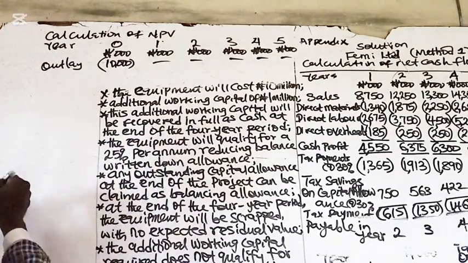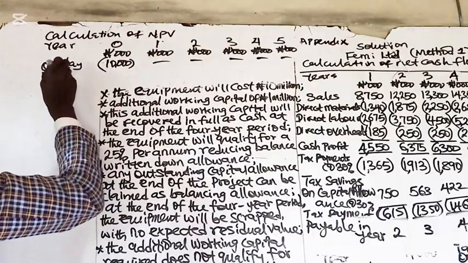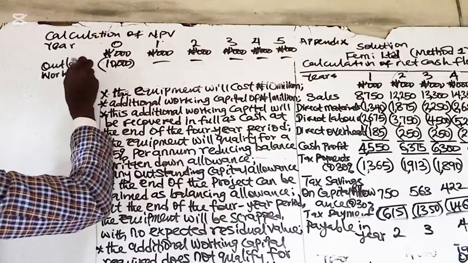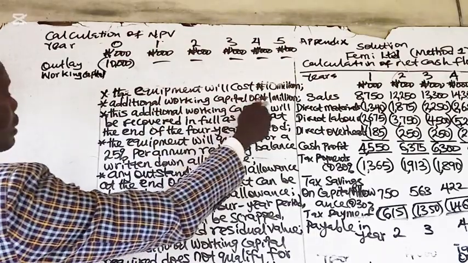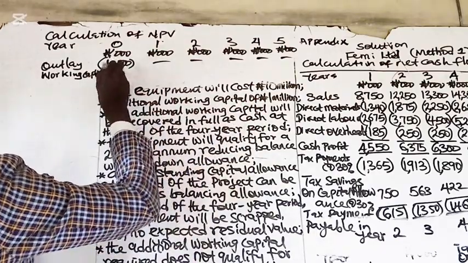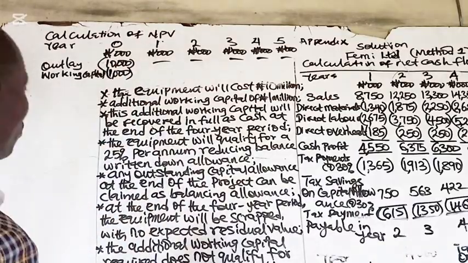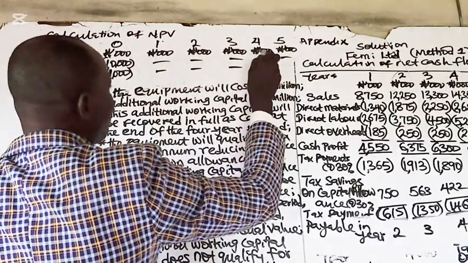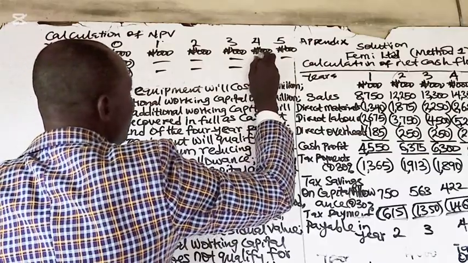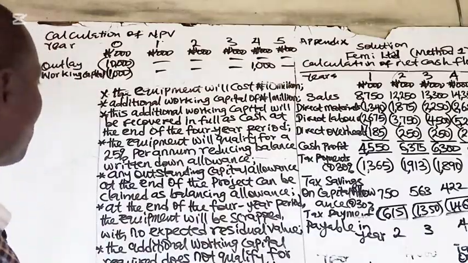Then we also have working capital. Additional working capital of 1 million naira will be treated as an outflow in year 0. Then it will be recovered at the end of the project life, so you now have it as an inflow. The end of the project life is year 4, so you treat it as an inflow at the end of year 4.